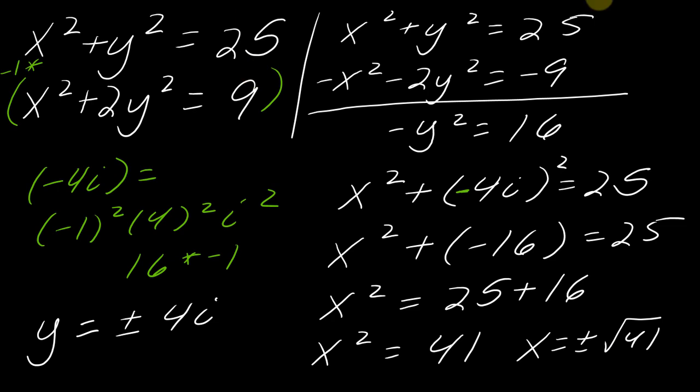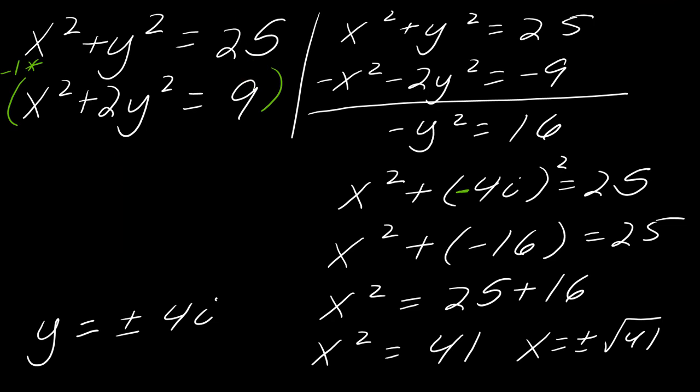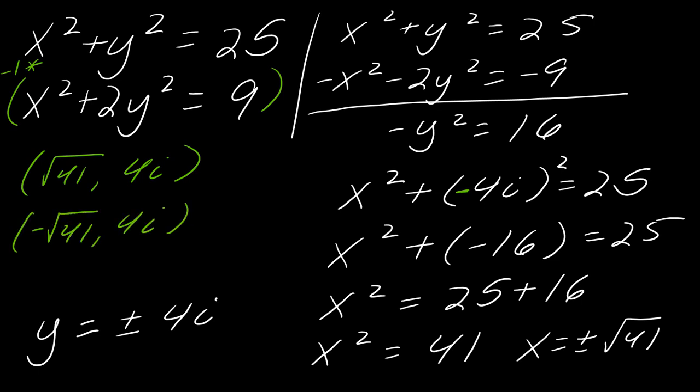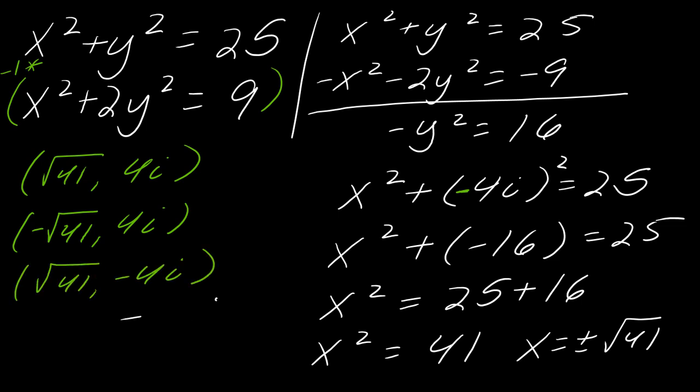Do you see what all 4 solutions are? Let me clear a little space. Those 4 solutions are positive square root of 41 and 4i, negative square root of 41 and 4i, and then positive square root of 41 and negative 4i. And then the last solution would be negative square root of 41 and negative 4i, sorry. Those are my 4 solutions in this case. If you were to go back and check them, you would find that they work in all 4, so there are no extraneous solutions in this case. Just for the sake of time, I'm going to keep going.